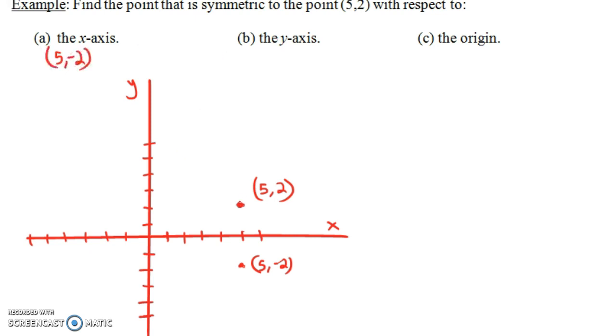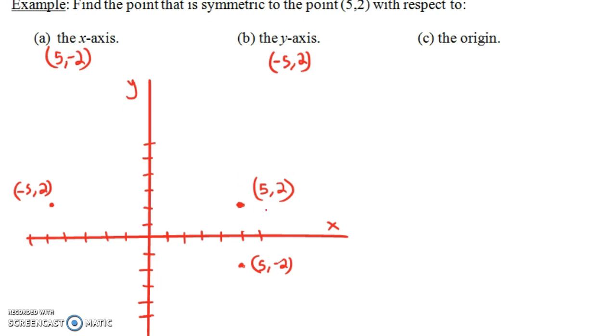Okay, what about if we take our original point (5, 2) and flip it across the y-axis? What point will we be at? We'll be at over here. This will be (-5, 2). So when you're doing symmetry with respect to the y-axis, essentially what you do is you change the sign of the x-coordinate. When you're trying to find symmetry with respect to the x-axis, you change the y-coordinate. You change the sign of it from positive to negative, or negative to positive, wherever the case might be.